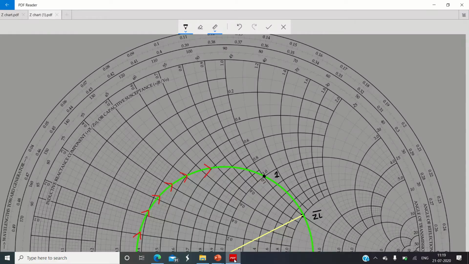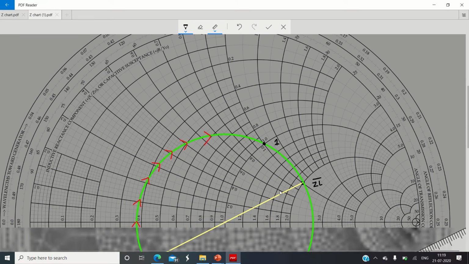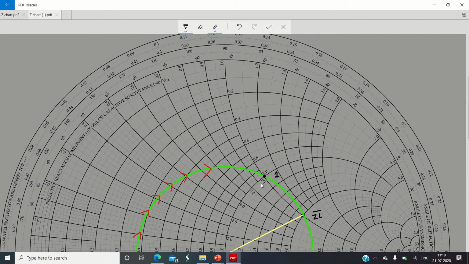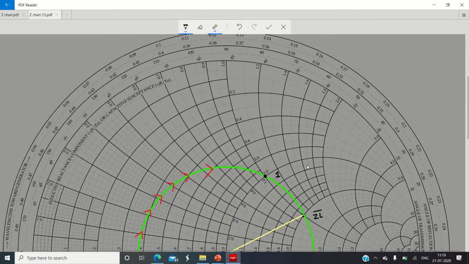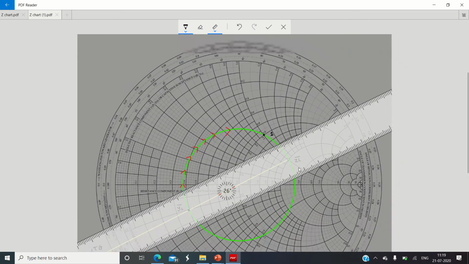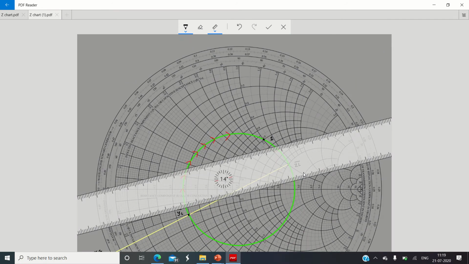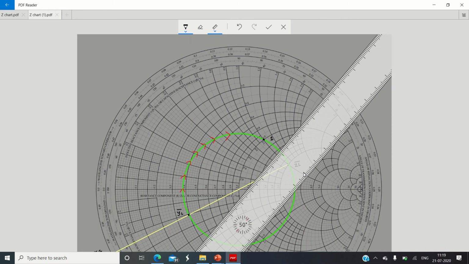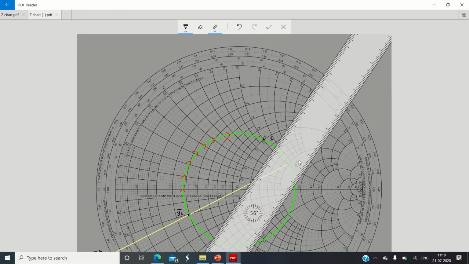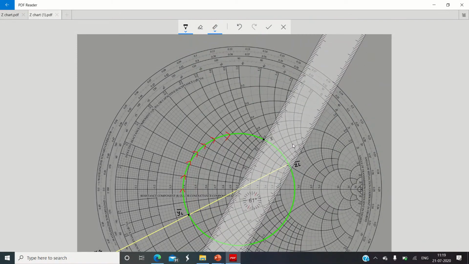Come back again to your Smith chart. We have written down the real value and the imaginary value at point number 1 in terms of admittance. Now the next procedure is to find the value of wavelength towards generator at point number 1. For that, again you need to take your scale. The scale is over here. Now join the center of the Smith chart with this particular point number 1 in this way.